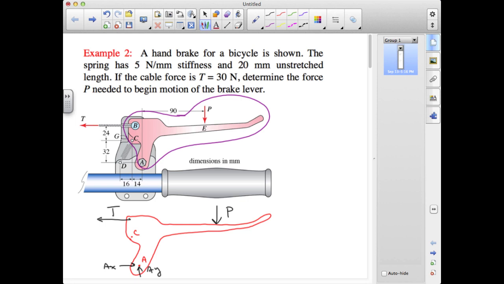Before we do that, the other thing we'll make a note of is that just looking at the geometry, with a rise of 32 millimeters against a run of 16 millimeters, the slope of this line of action is making a 1, 2, root 5 triangle. And that will allow us to break down the force components of the spring in the x and y directions relatively easily. So I'm going to put a spring force here at C.